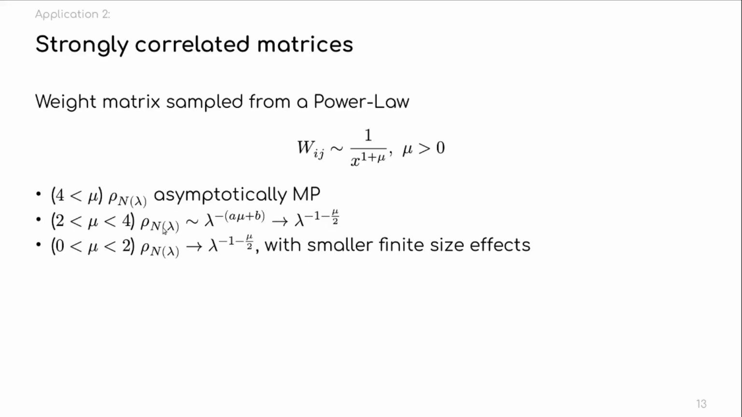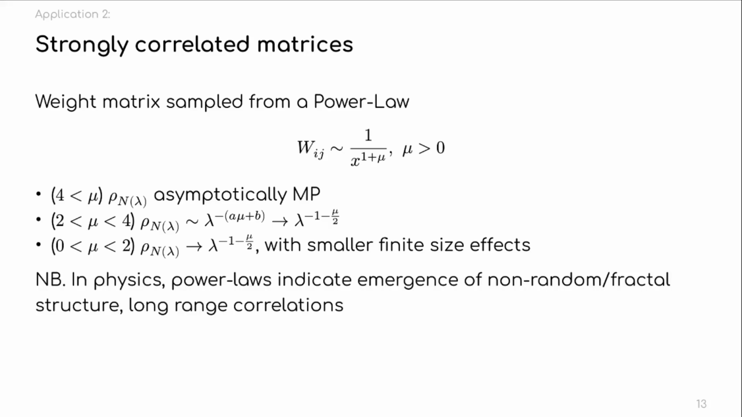And as n goes to infinity, it converges to lambda to the minus 1 minus mu over 2. And then if you go even stronger, so mu between 0 and 2, then it converges much faster to this asymptotic distribution, and the finite size effects are also much smaller, so there's less variation.